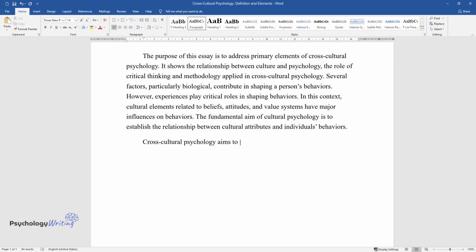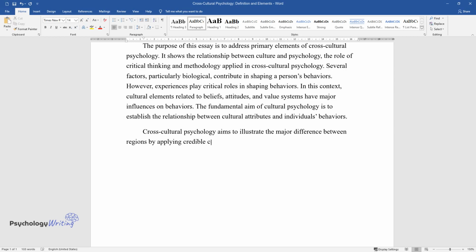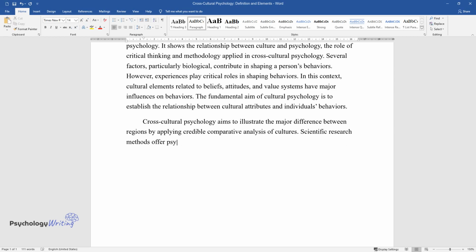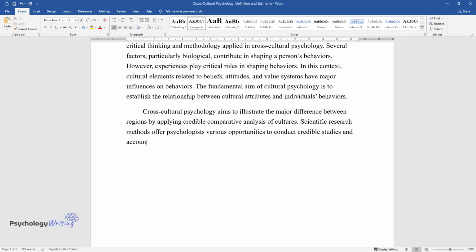Cross-cultural psychology aims to illustrate the major difference between regions by applying credible comparative analysis of cultures. Scientific research methods offer psychologists various opportunities to conduct credible studies and account for impacts of cultures on individuals' behaviors.